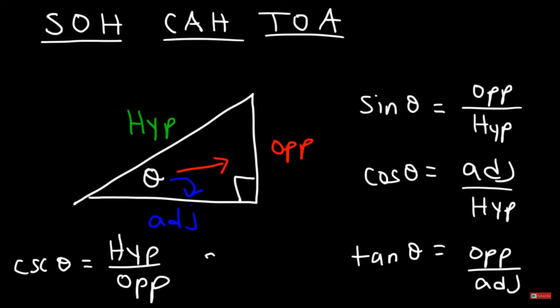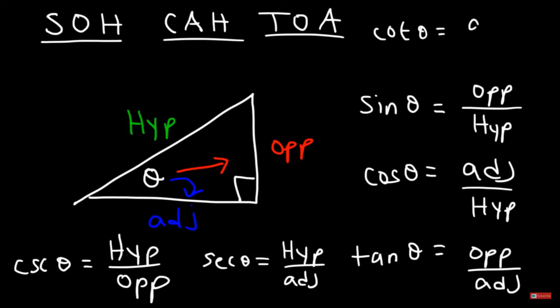Secant is the reciprocal of cosine. So secant is going to be hypotenuse divided by the adjacent side. Cotangent is the reciprocal of tangent. So if tangent is opposite over adjacent, cotangent is adjacent divided by the opposite side.